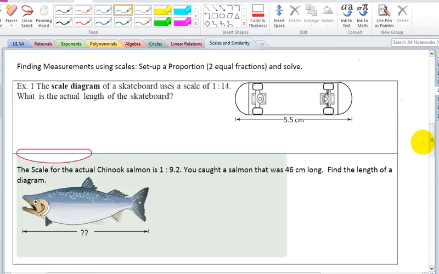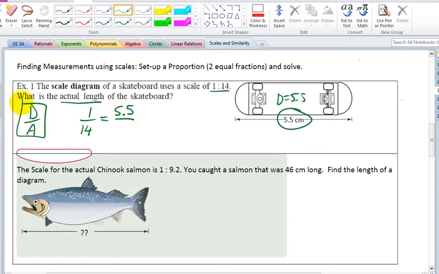Here we have a diagram of a skateboard. Scale is 1 to 14. Whenever we're going to do some calculations of some actual lengths or a missing number, you want to turn them into fractions. So diagram over actual. So we're going to write the scale as 1 to 14, and it's going to equal another fraction. Now we know the diagram number is 5.5. So that's going to go on the top of the fraction because it's D over A. The bottom number is the actual length. We're trying to find that.